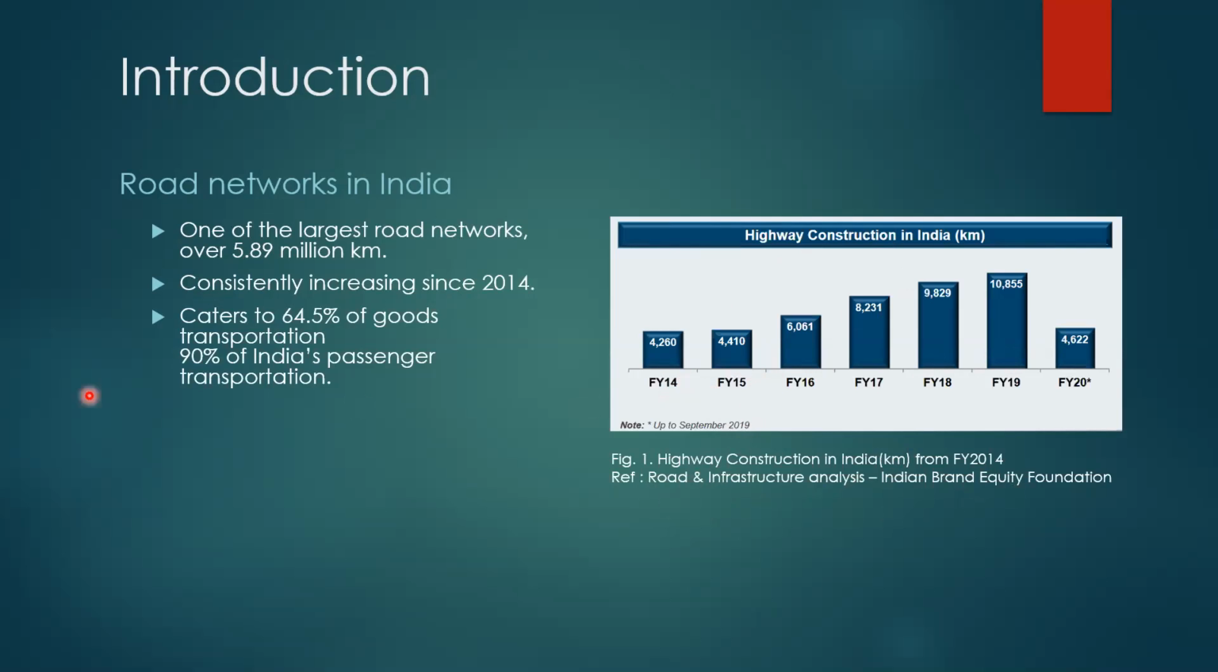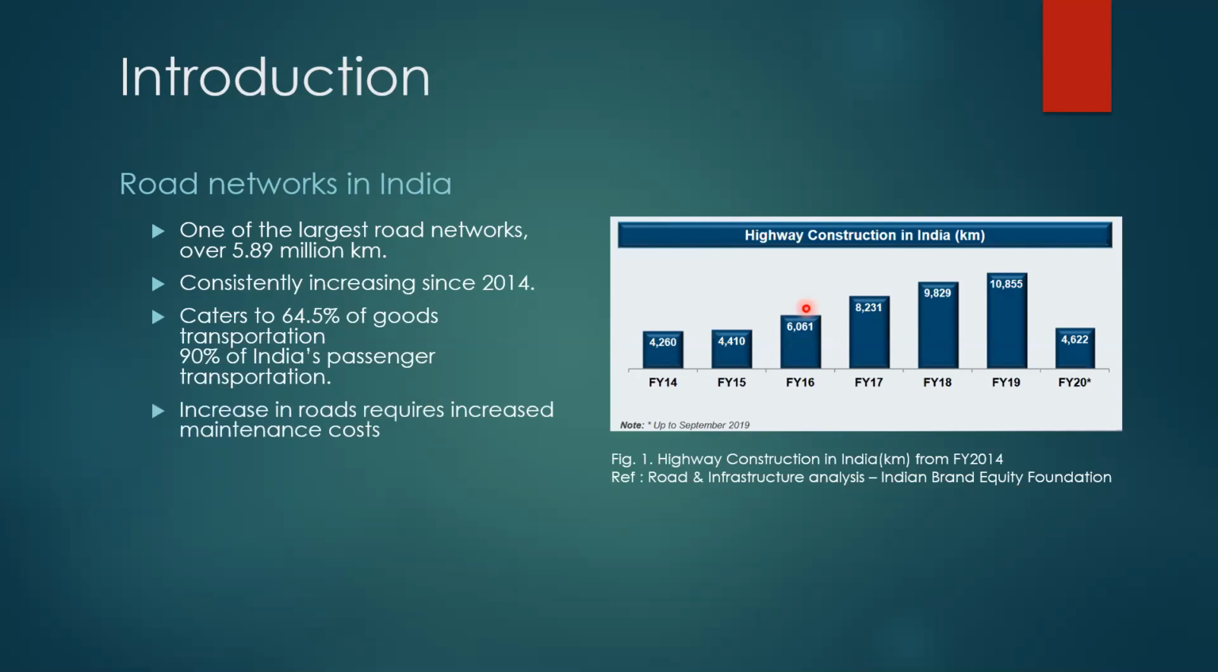So this road network caters to about 64.5% of the goods transportation. This goods transportation relates to the transportation and logistics companies, which try to move goods from one part of the country to another. And this road network also caters to 90% of India's passenger transportation, which people use to commute.